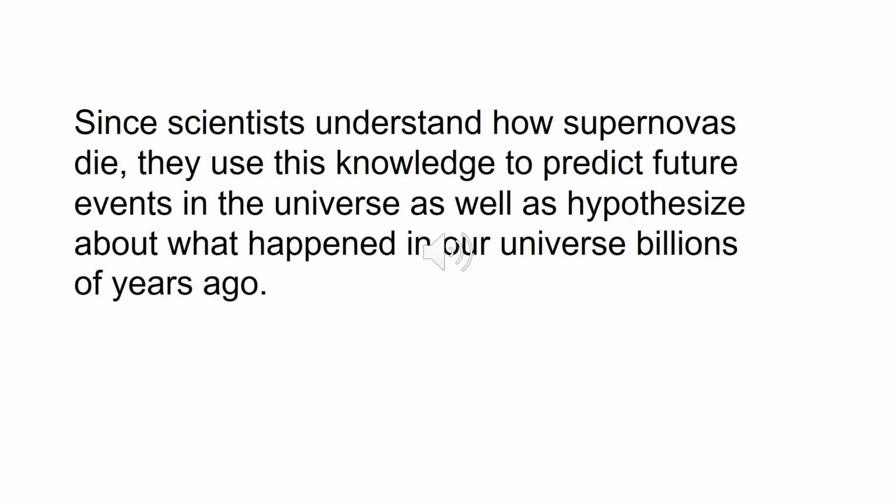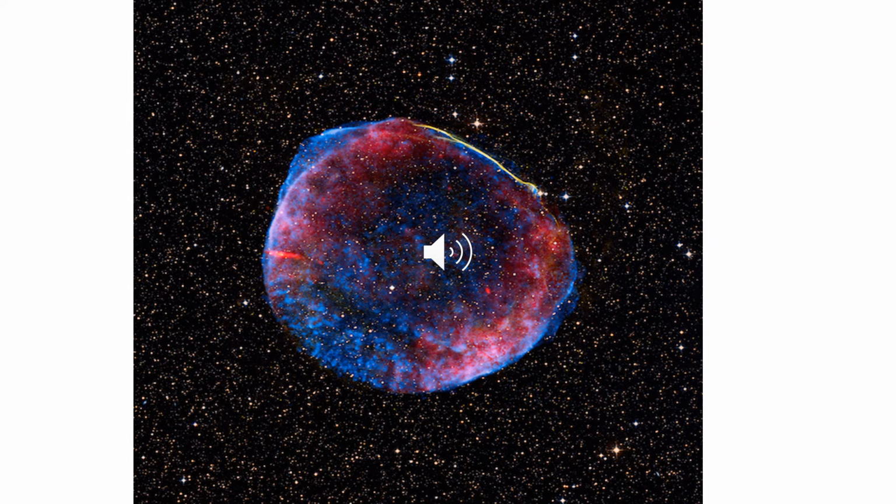Since scientists understand how supernovas die, they use this knowledge to predict future events in the universe as well as hypothesize about what happened in our universe billions of years ago. Astronomers discovered that 1A supernovae leave behind debris and are the reason as to why there is so much iron in the universe.